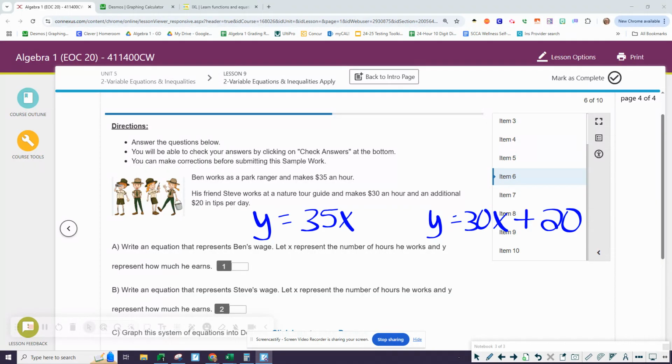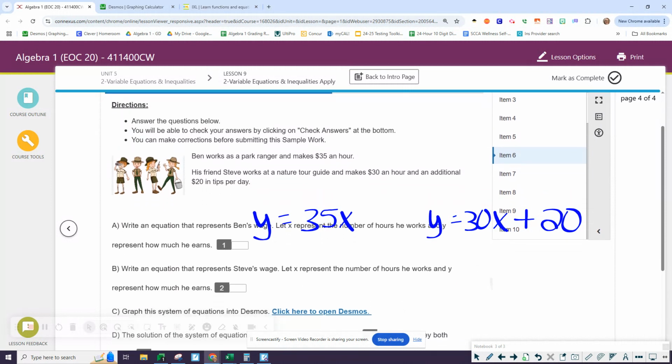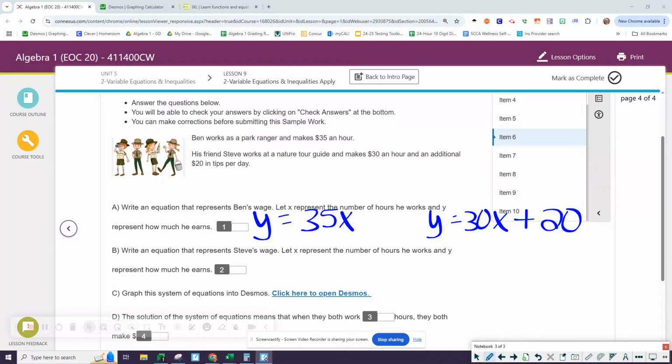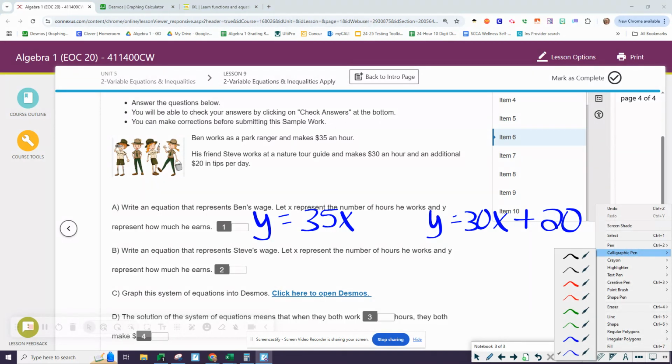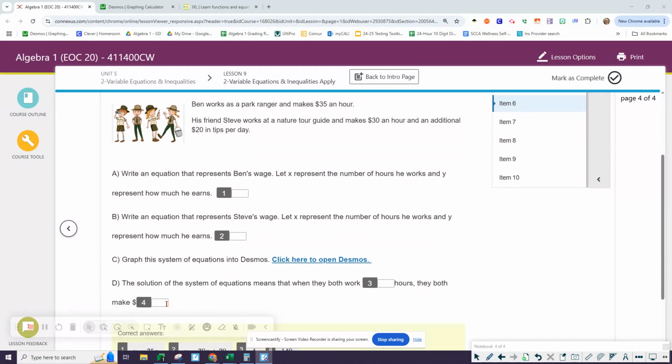Then part C says graph the systems in Desmos. All right, you said you did that. And D, the solution of the system of equations means that when they both work how many hours, they both make what amount of dollars. So again, that is the same as this last question we just talked about. What is the value of the ordered pair of intersection? So where do those two lines intersect when you graph them? What is the x value and what is the y value? So your x value would go here, and the y value would go here.